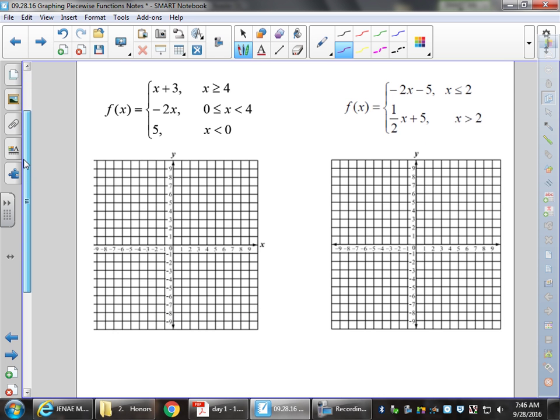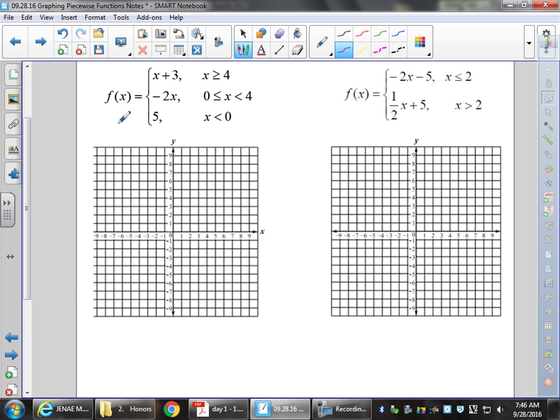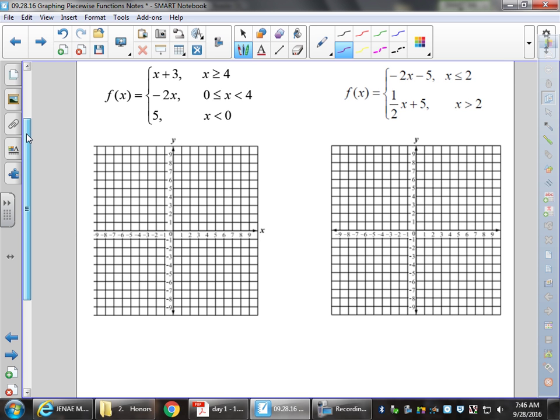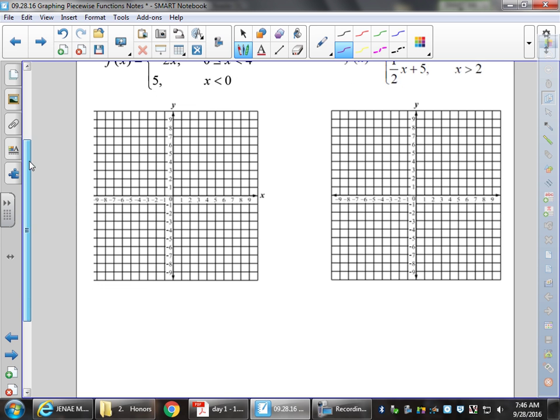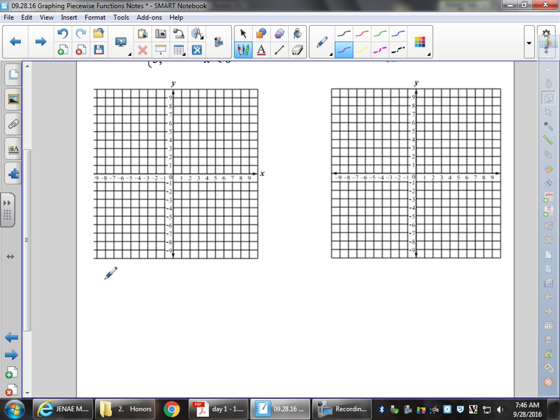Here's our first example. I have a piecewise function defined as f of x with how many pieces to this piecewise function? 3. Very good. What's step 1? Write each piece. So let's do that. We're going to write the first piece. X plus 3. What's the restriction on x plus 3? So when I say write each piece, I literally mean the rule and the restriction, and we're going to put it in a box.